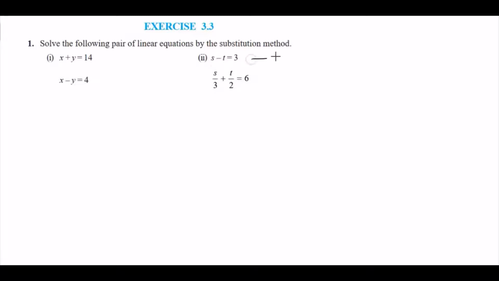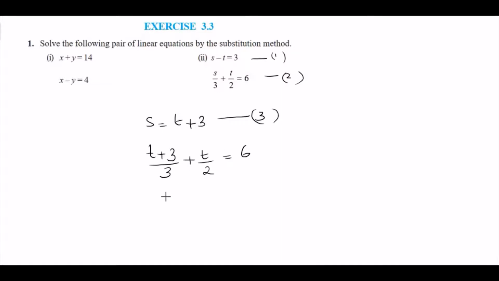So here, mark it as the first and second equation. Now write one variable in terms of the other. So I'm going to write s as t plus 3 from the first equation. Mark it as the third equation. Now substitute in the second equation. That is, t plus 3 by 3 plus t by 2 is equal to 6.